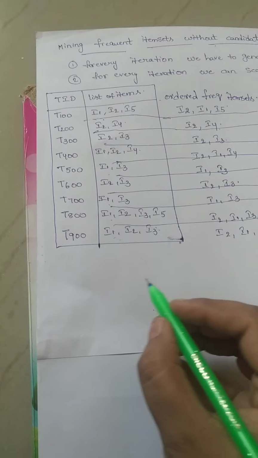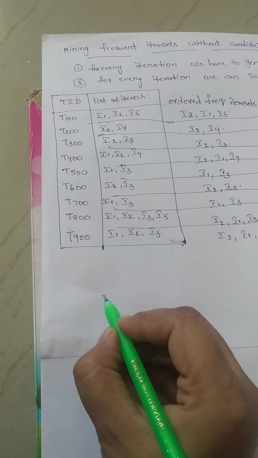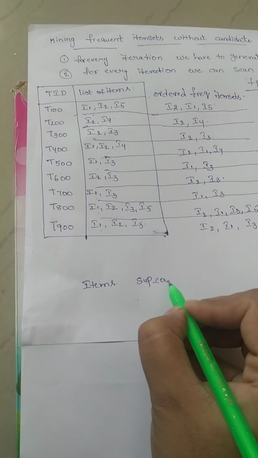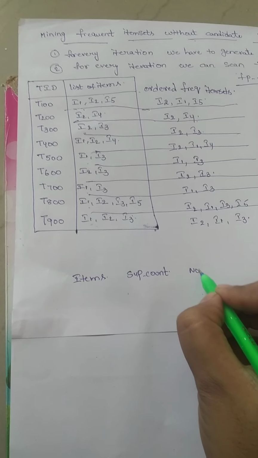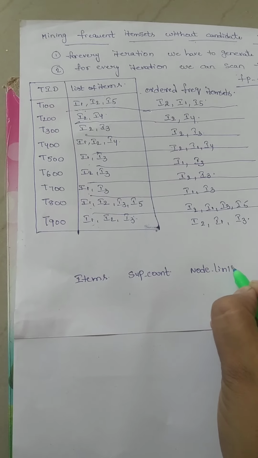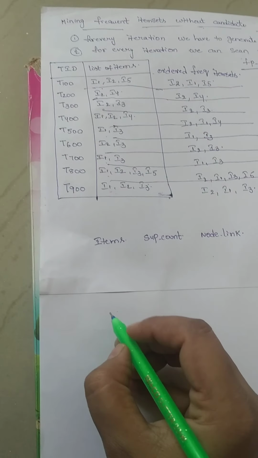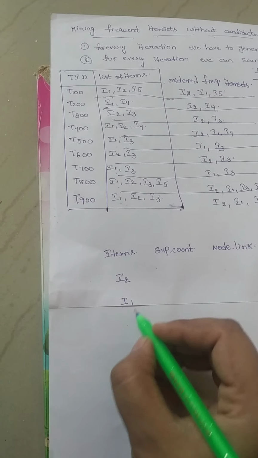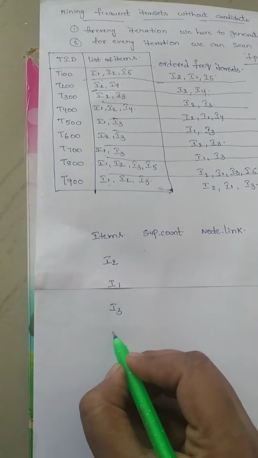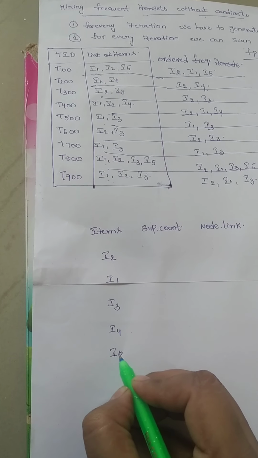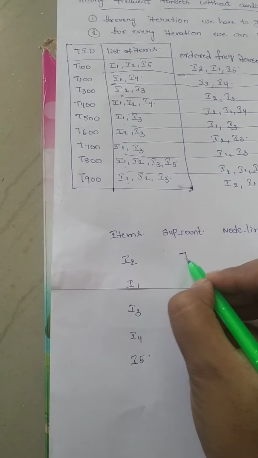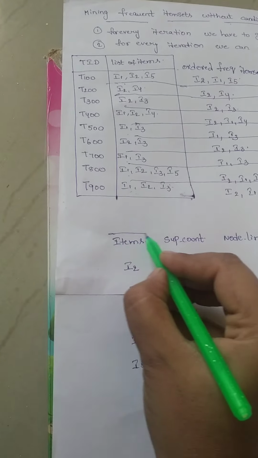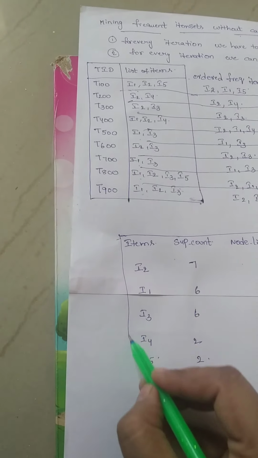First we take the items, next the support count, and another column is the node link. The items must be written in the order I2, I1, I3, I4 and I5. The counts are 7, 6, 6, 2, 2. So this is the table.